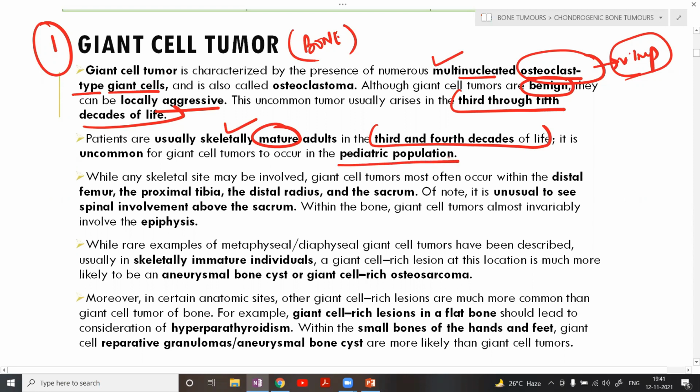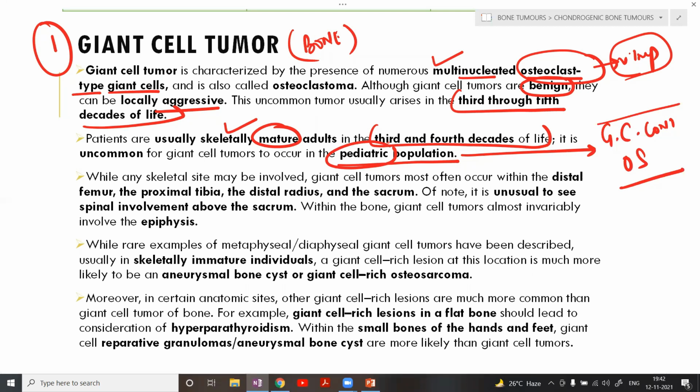So for example, if you look at a giant cell containing tumor in a pediatric population, and you see that the cells are also very atypical and there is a permeative nature, plus they are producing bone, it is basically a giant cell containing osteosarcoma. Always remember, giant cell containing lesion in a pediatric population. This history is very important. GCT classically occurs in adulthood, 3rd and 4th decade of life, but giant cell containing osteosarcoma might involve the pediatric population.